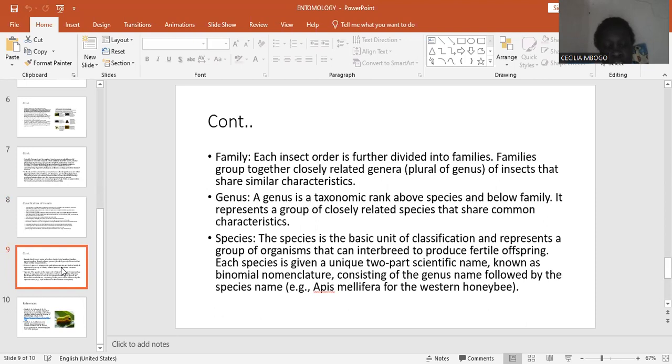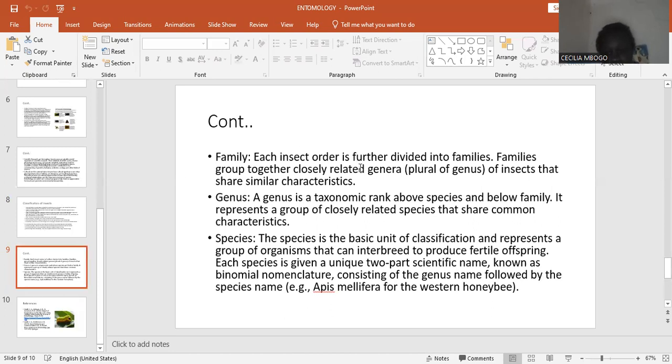We also say the insects are also classified into species. And here we say the species is the basic unit of classification and represents a group of organisms that can interbreed to produce fertile offspring. Each species is given a unique two-part scientific name known as binomial nomenclature, consisting of the genus name followed by the species name, e.g. Apis mellifera for the western honeybee.